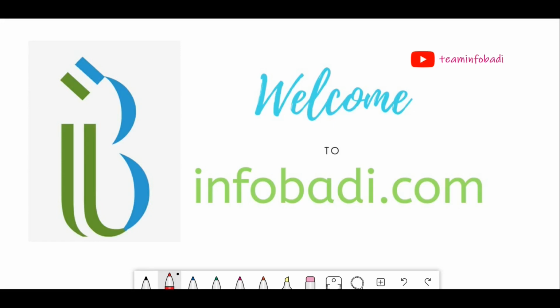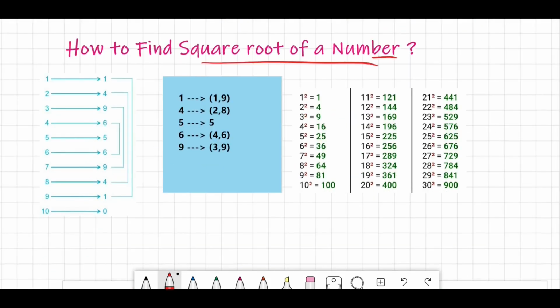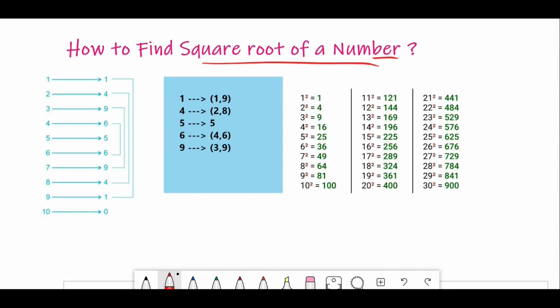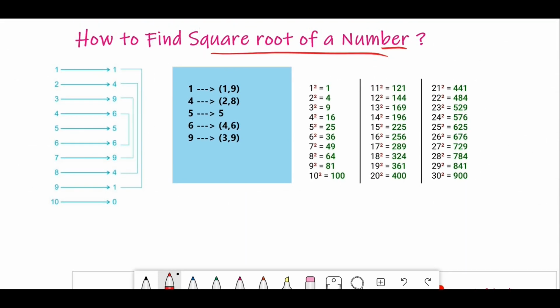Today I will tell you one trick about how to find the square root of a number. This trick will ideally be used for 4-digit perfect squares and 5-digit perfect squares. In order to find the square root of a number, you need to know the squares from 1 to 10 and also remember the unit digit of all these squares.